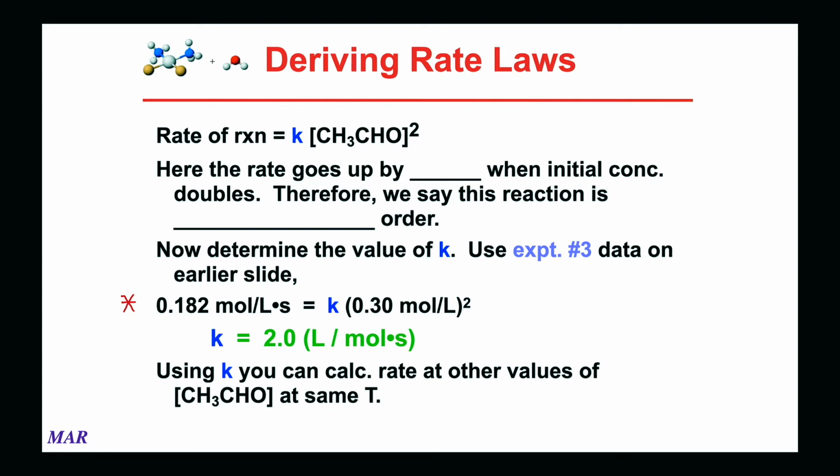In experiment 3, the concentration of ethanol was 0.30, and we know now that ethanol is a second order reactant. So 0.30 squared. So k here would be 0.182 divided by 0.3 squared. k comes out to be 2.0. You don't have to report any units for k. The units of k are all over the place, and people honestly don't usually report them. But if you are curious about units, in this case it would be liters per mole seconds. But again, don't lose any sleep over that.